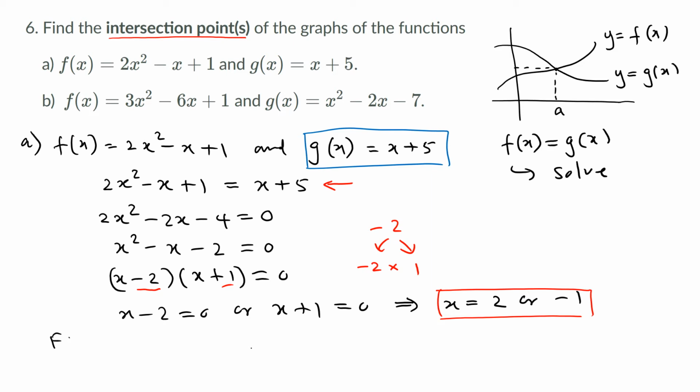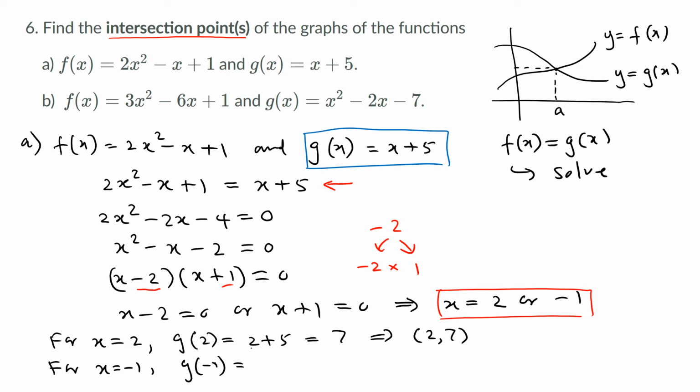So for x equal to 2, we have g(2), which is 2 plus 5, which is 7. So that means the point is (2, 7). That's one of the intersection points. Now for x equal to negative 1, g(negative 1) is negative 1 plus 5, which is 4. So that means the other point is (negative 1, 4). So those are the two intersection points.